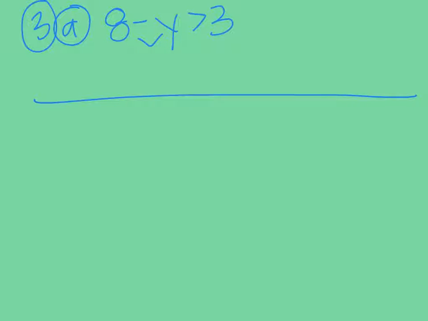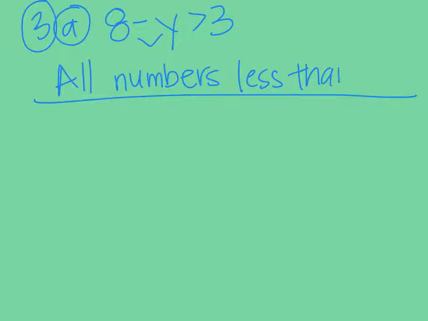So we're going to write down all numbers less than 5. And that would be our answer. And you need to try 3B independently.